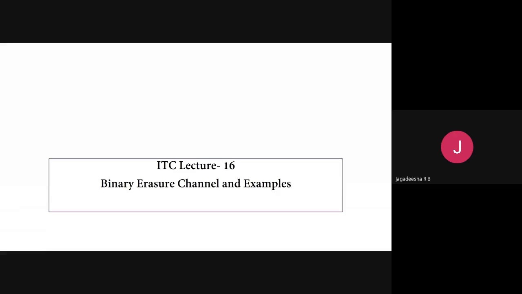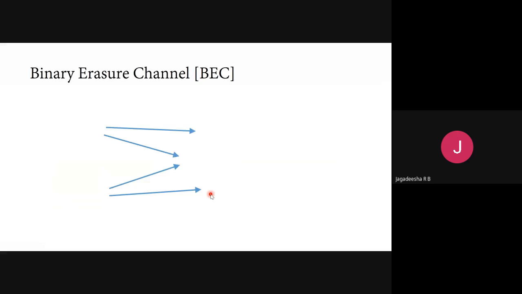Today's lecture is lecture number 16, and this is regarding the binary erasure channel. In this case, we will also see some examples. Earlier we studied the binary symmetric channel, BSC. So this is BEC, the binary erasure channel. This is another kind of special channel, and this channel is very much realistic.